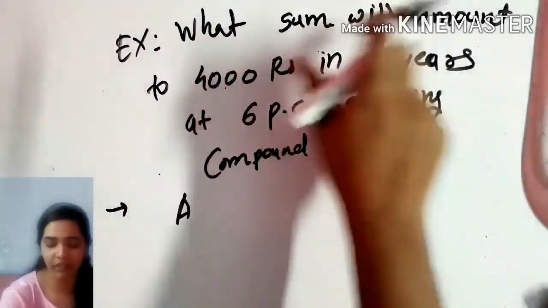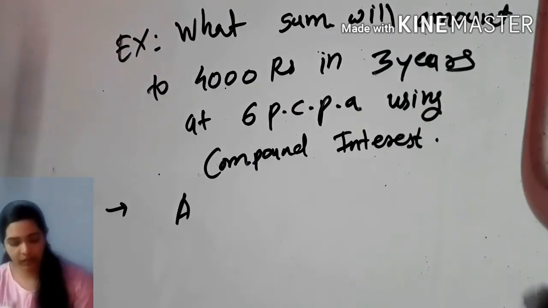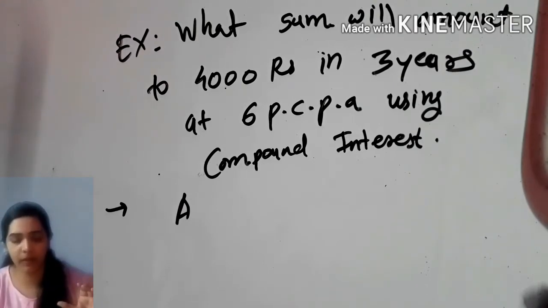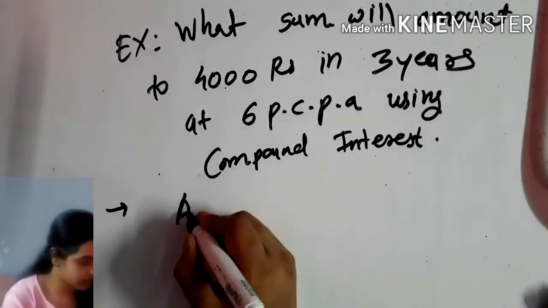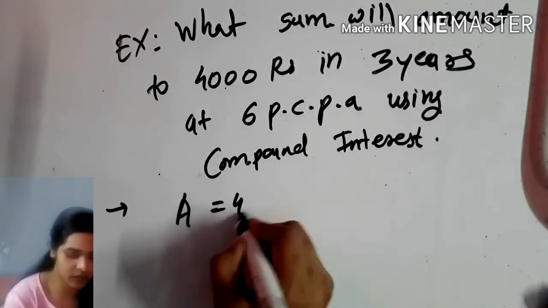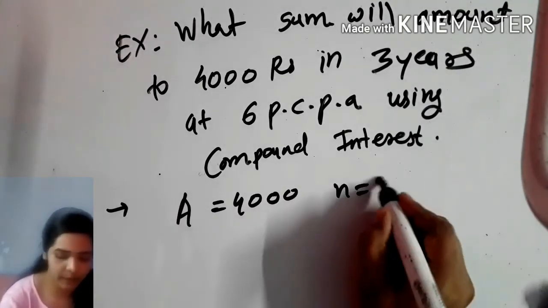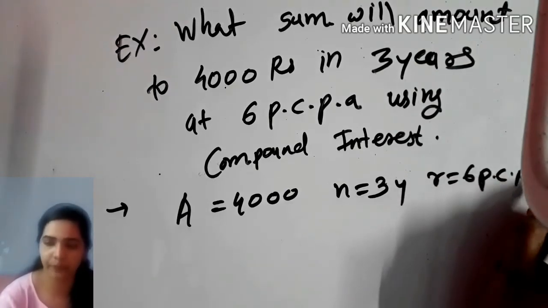They are asking what sum will amount to 4000. What should be the initial investment, the initial principal, to get 4000 as the total amount received after the end of the investment? A is 4000. They are saying the amount to be received is 4000. N is 3 years and R is 6% per annum.